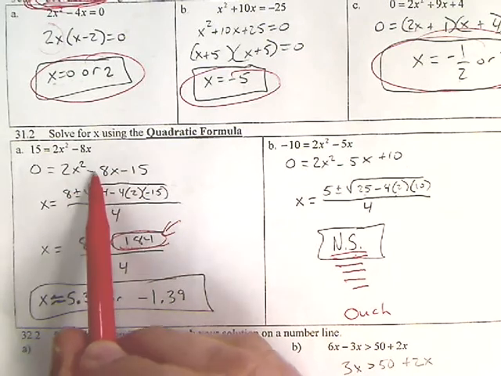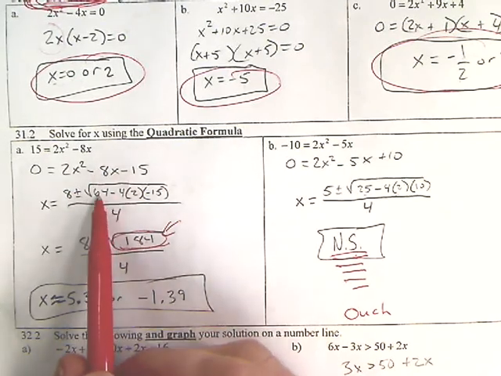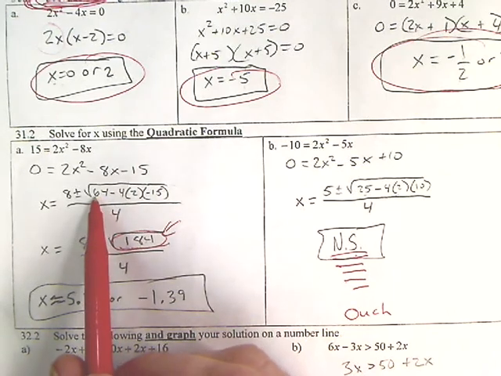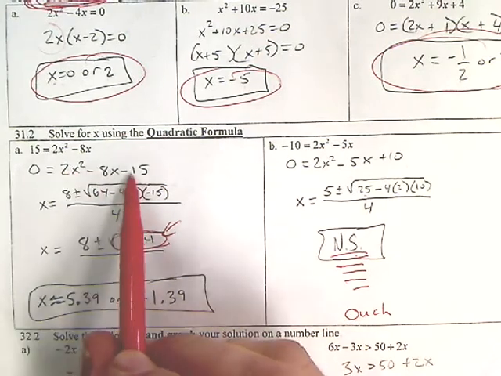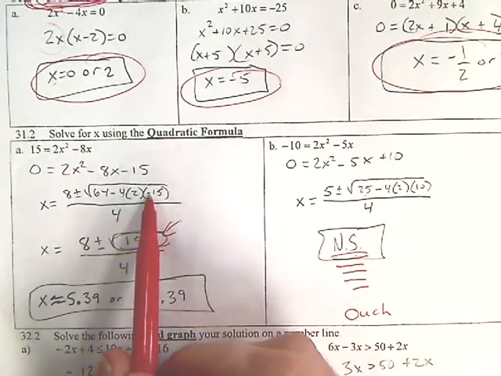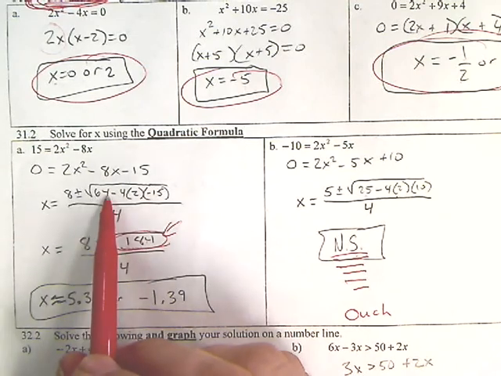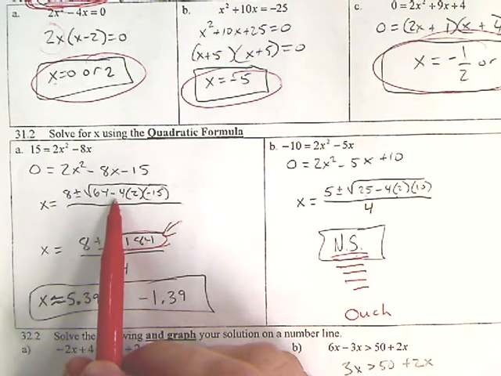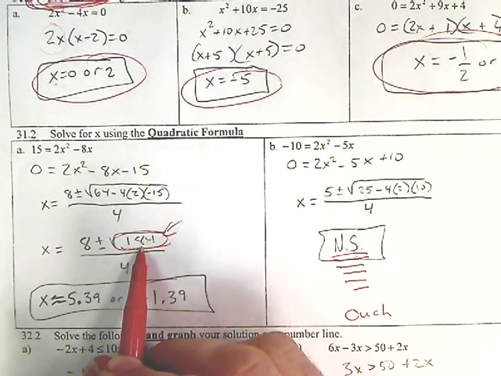Negative b, it's already negative, so that's why it's positive. Plus or minus, square root, b squared. Negative times a negative is a positive, that's why it's a positive 64. 4ac, ac. When I multiply that negative times that negative, it's going to be a positive, so it ends up being 64 plus 8 times 15. And that's how you get 184.